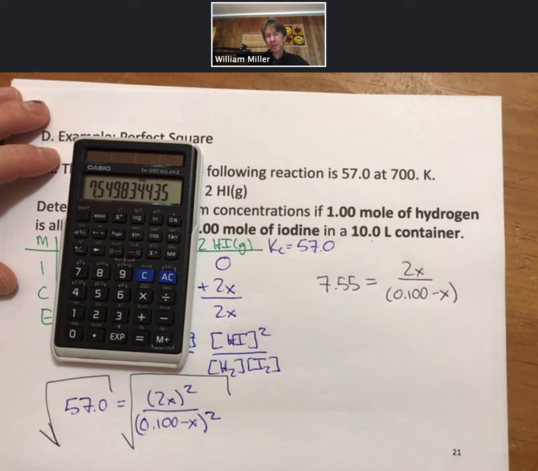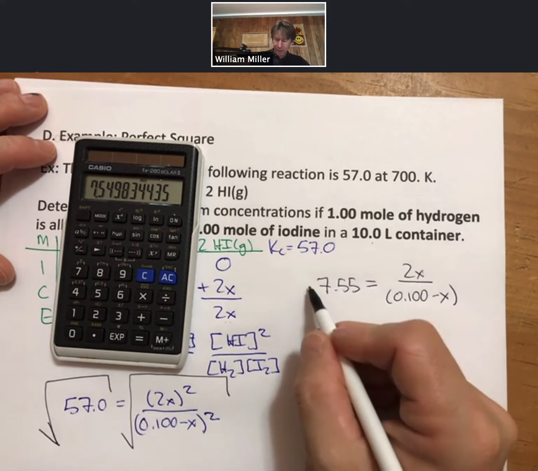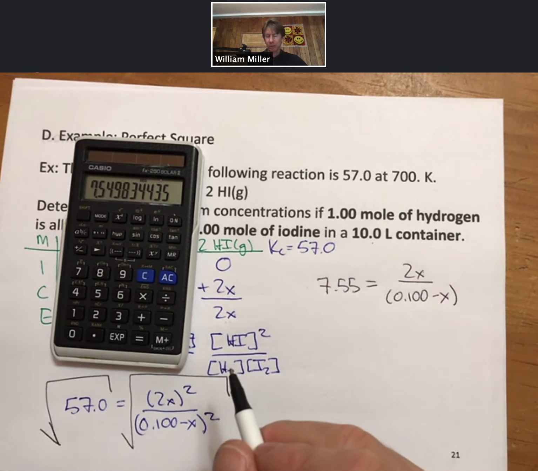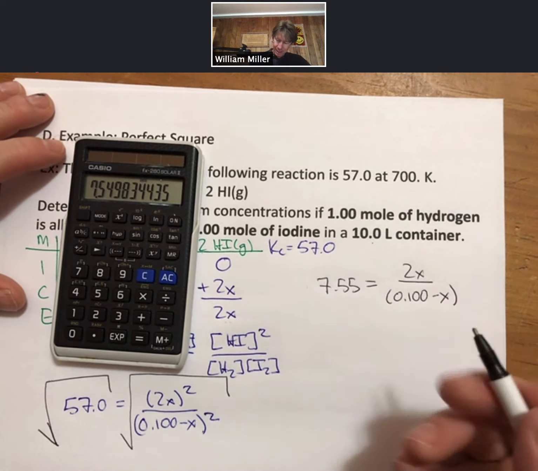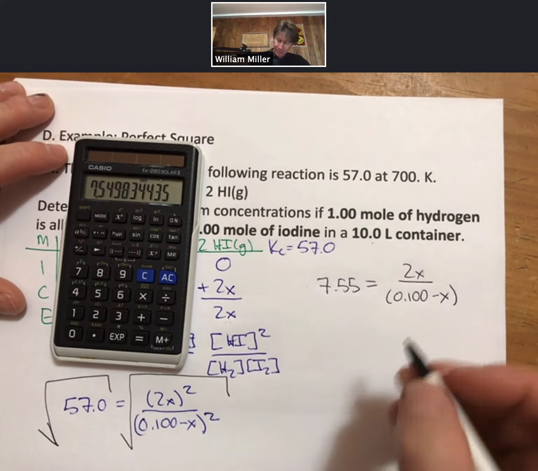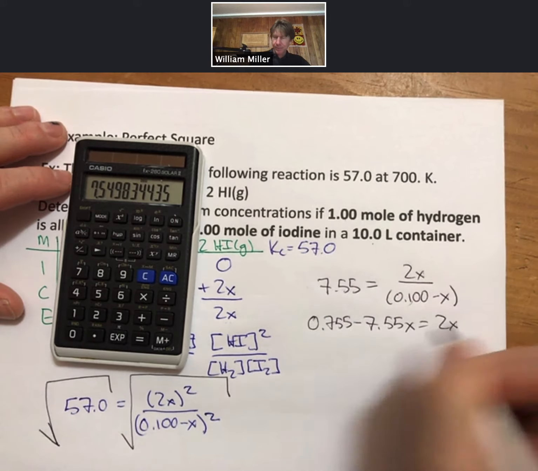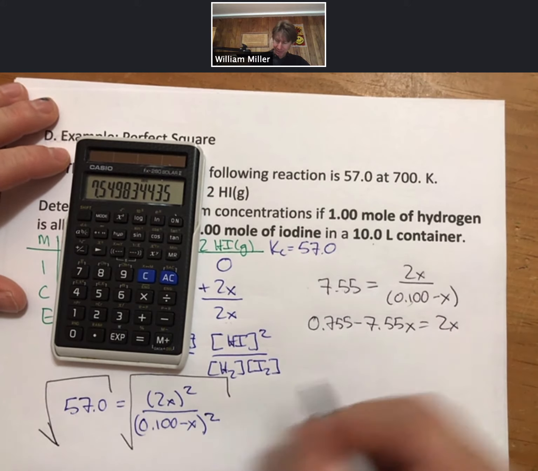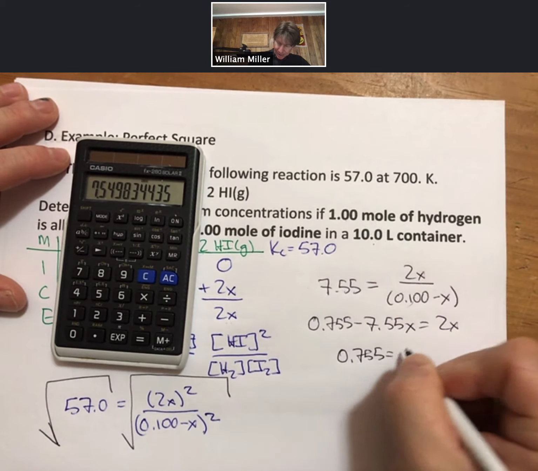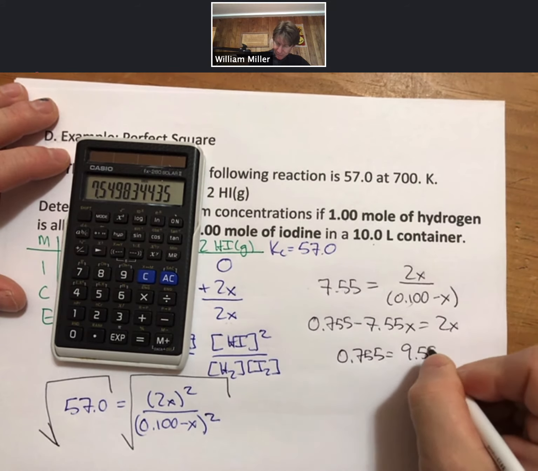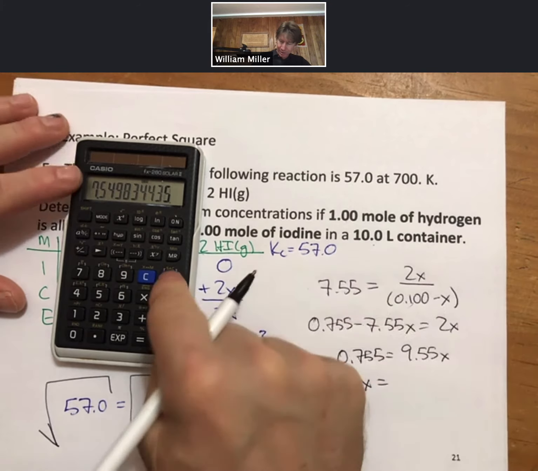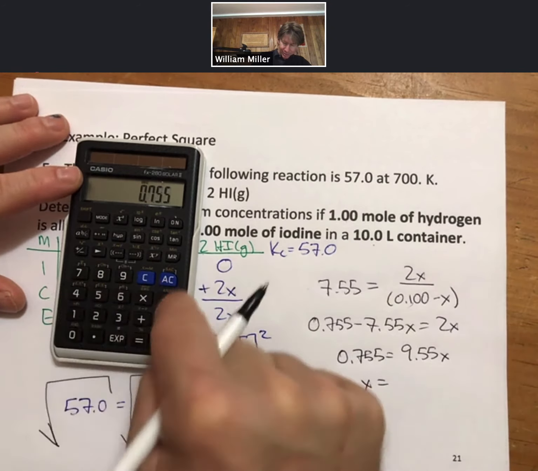And now we have to just solve for x. We will be ignoring the negative roots here, because the positive root is the one that we're going to look at. So even though this is plus or minus, we only have to look at the plus. And from there, we multiply this across, we get 0.755 minus 7.55x equals 2x, which ends up being, take the 7.55, we get 9.55x equals 0.755.